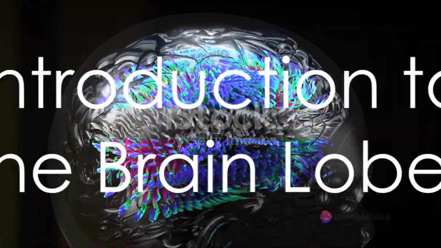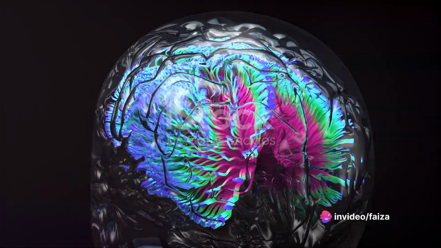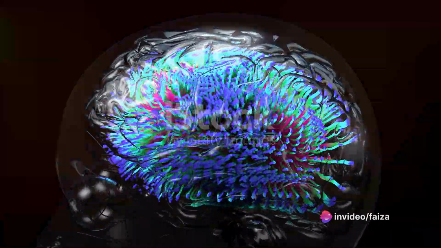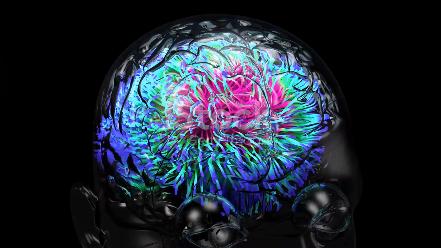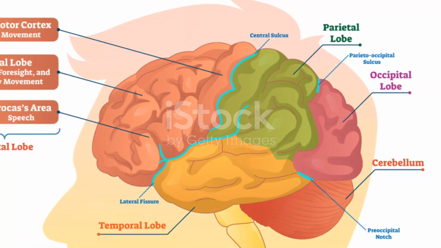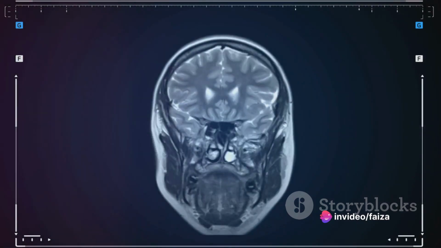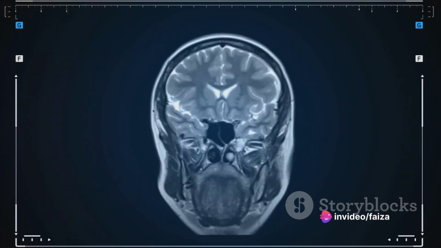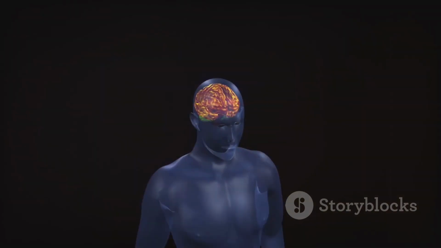Have you ever wondered how your brain processes information and coordinates various activities? The brain, an organ of marvelous complexity, is divided into several lobes, each responsible for different functions. The frontal lobe, found at the front part of the brain, behind the forehead, serves as the control room for higher cognitive functions. Its primary motor cortex plans and executes voluntary movements.